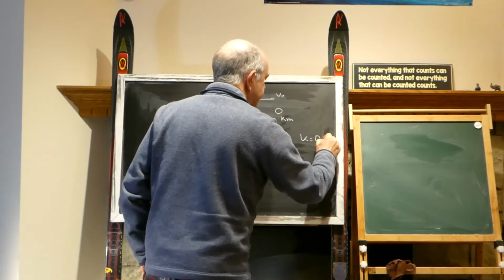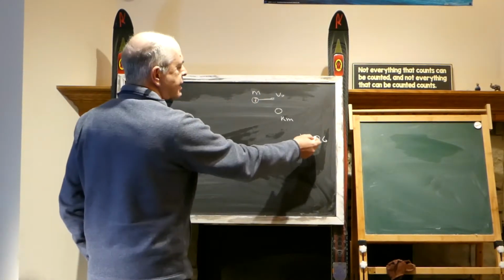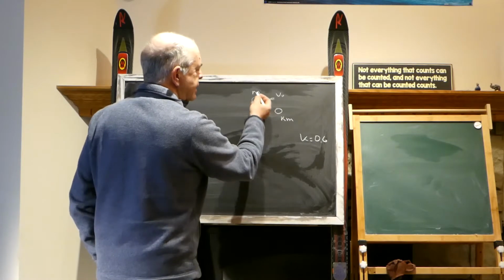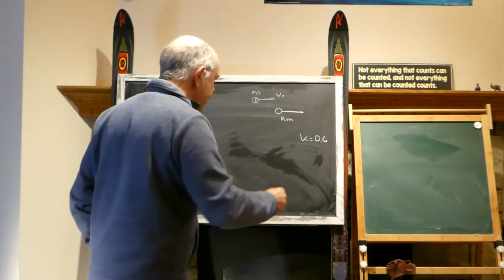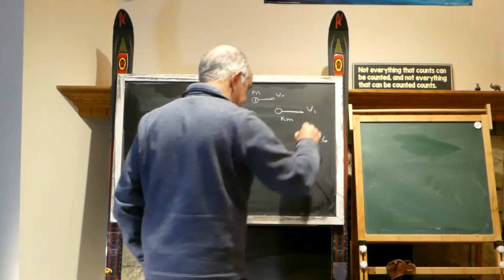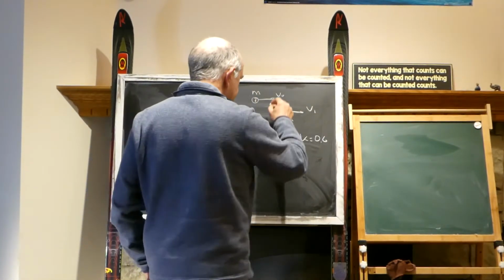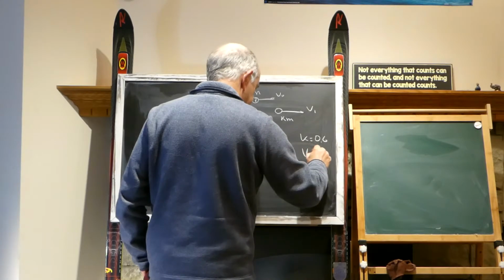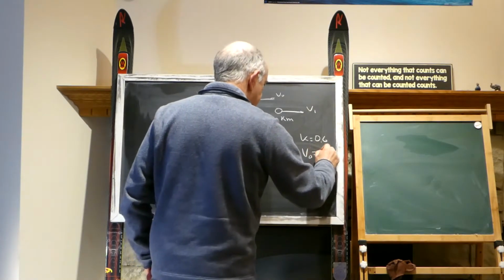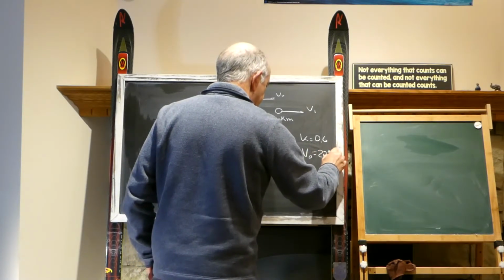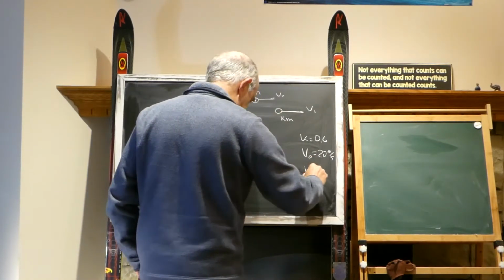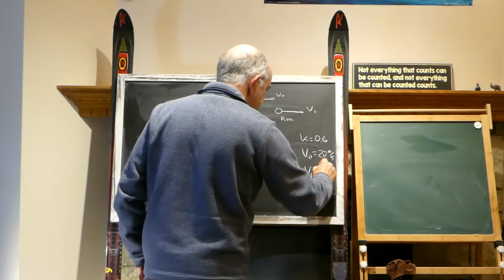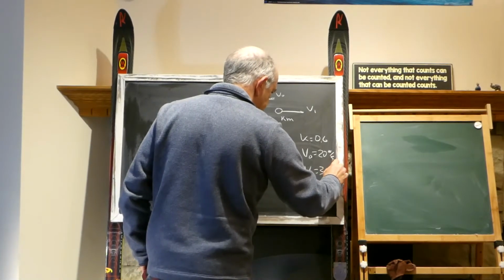It's 0.6, they tell us, meaning that 60% of this original mass is flying forward, right? And they tell us that the speed is v1, and that the initial speed v0 is, let's say, 20 meters per second, and this projectile has a speed v1 equals 30 meters per second.